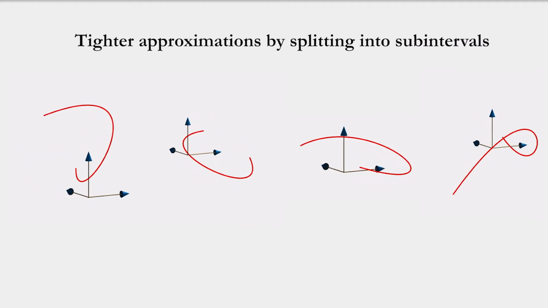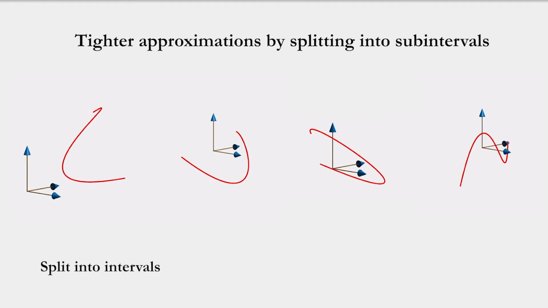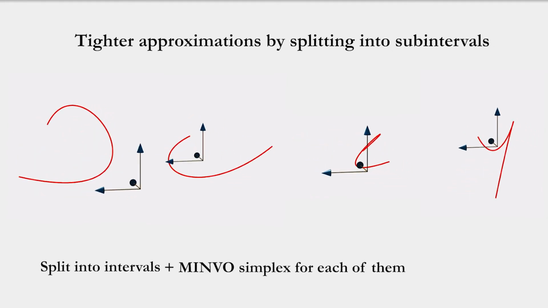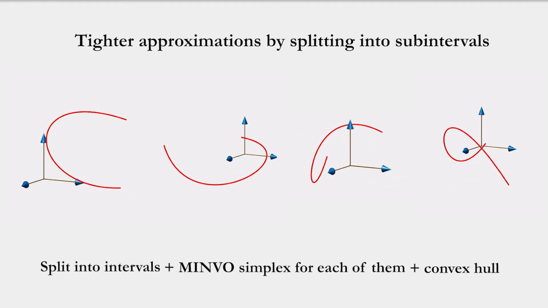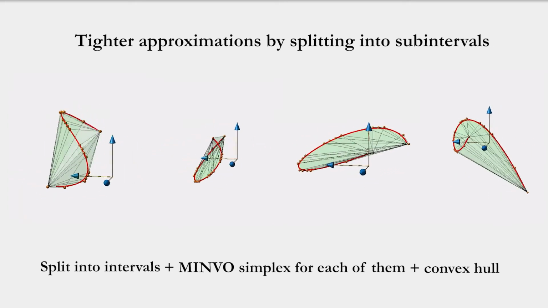Finally, we can obtain tighter polyhedral representations of a given curve as follows. First we split the curve into intervals, then we compute the smallest MINVO simplex for each interval, and finally we compute the convex hull of all of them. These are the polyhedral outer representations obtained.